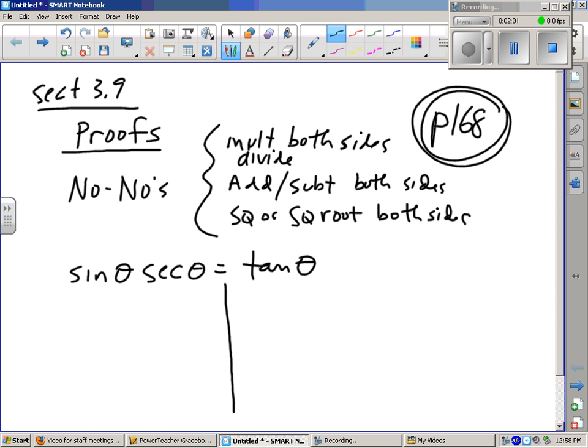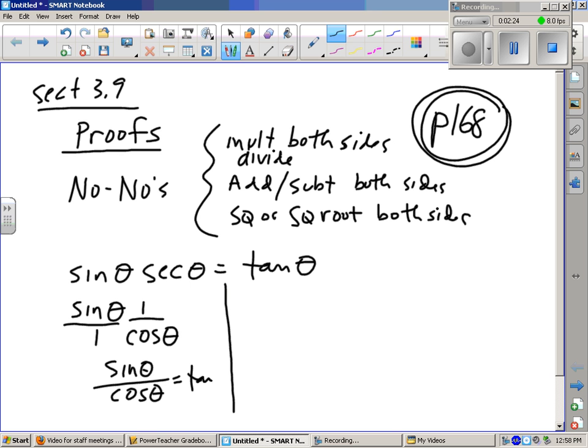So we're going to change things that can be changed. Sine can't be changed really into anything useful. Secant, however, is 1 over the cosine. Now, if you put a 1 under the sine, then you have two fractions, and you just multiply straight across, and you end up with sine. And then 1 times cosine on the bottom is cosine. And then we all know and love that as our tangent. So that is a trig proof. You're just trying to make one side look like the other.